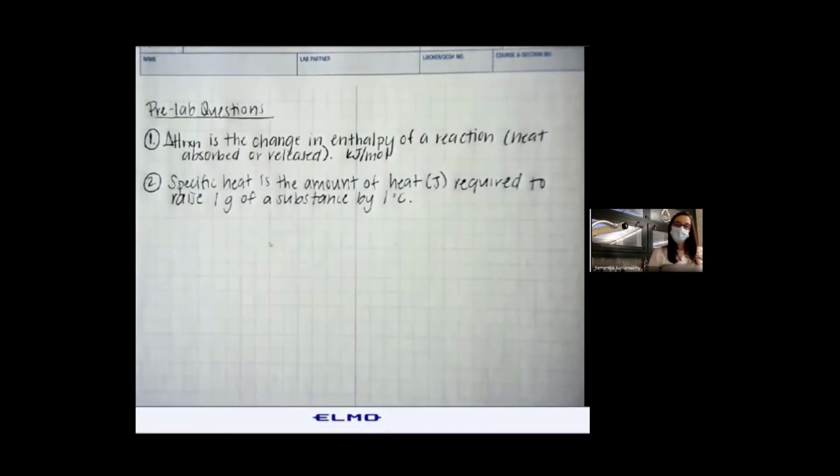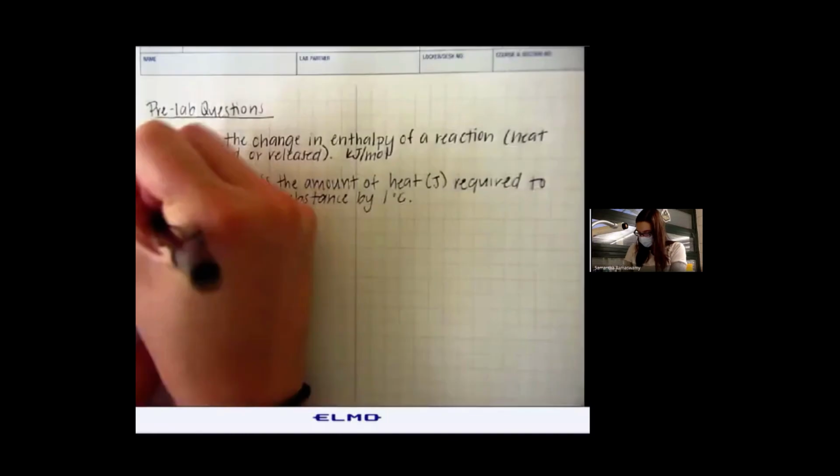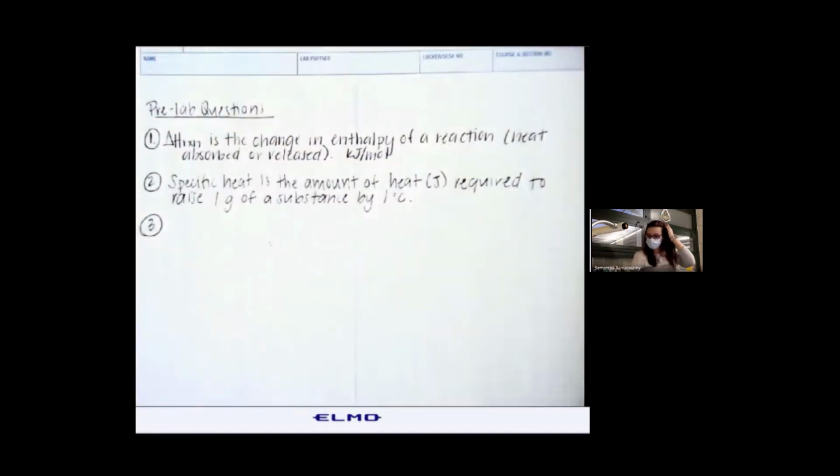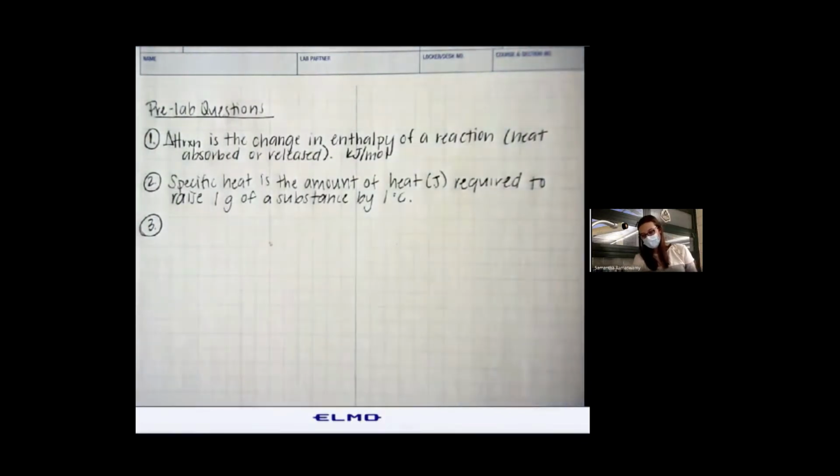So 3, 4, and 5 is where we get into the math. So 3 and 4 are solution calorimetry questions, similar to what we looked at yesterday. So in number 3, it says the specific heat of a solution is 4.18 and its density is 1.02. The solution is formed by combining 25 milliliters of solution A with 25 milliliters of solution B, with each solution initially at 21.4 degrees Celsius. Final temperature is 25.3. Calculate the heat of reaction, assuming no heat loss to the calorimeter. Use correct sig figs.